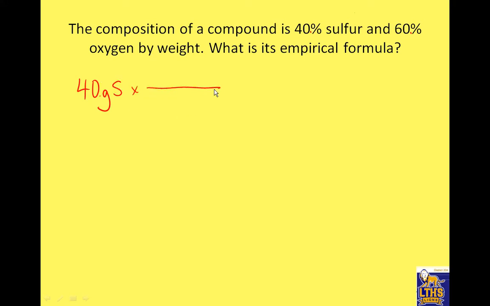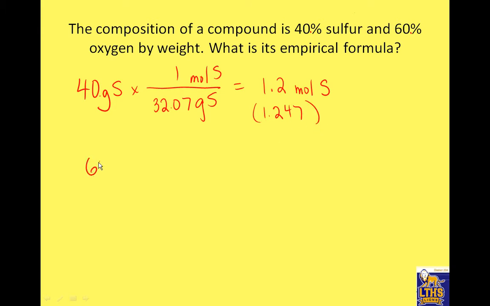So 40 grams of sulfur times, we got to go through moles. So we say 1 mole of sulfur, and we go to the periodic table, we get grams, 32.07 grams. So I gotta get my calculator. We find out that 40 divided by 32.07 gives us 1.2 moles of sulfur. Okay, and I'm just going to write under here 1.247, just for a few more digits to help us later.